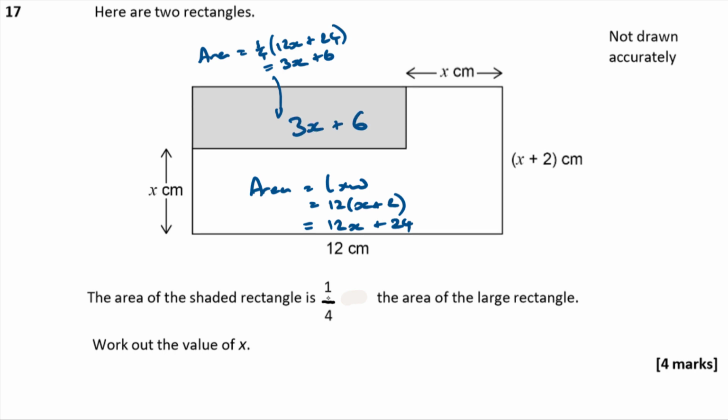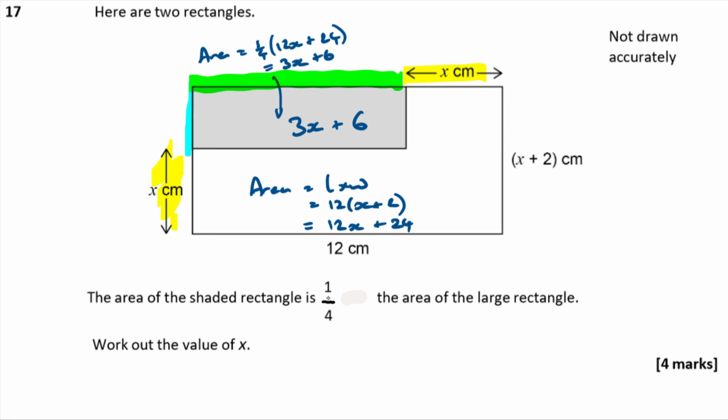Okay. Now we haven't used this information yet, have we? That this distance and this distance is x. So I think what we're going to have to do is find this distance and this distance in terms of x, and then compare them to that 3x plus 6 that we've got in the middle. That's what we're going to have to do.